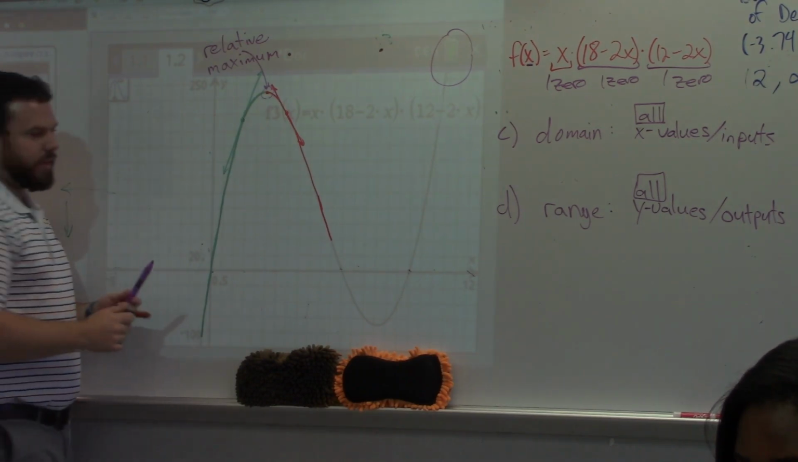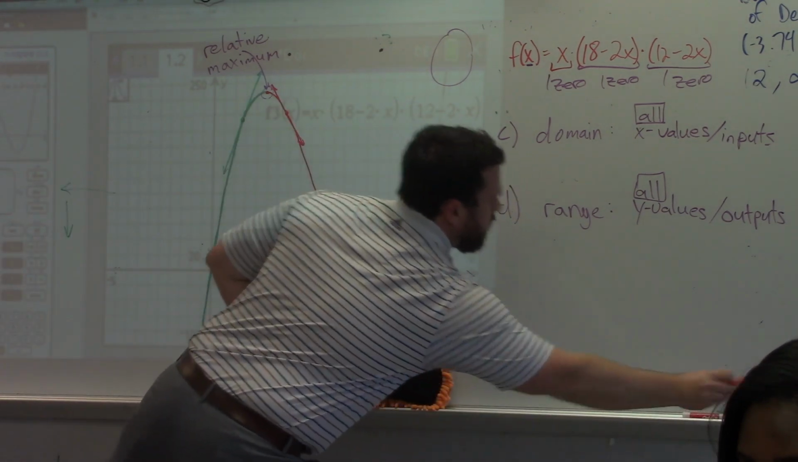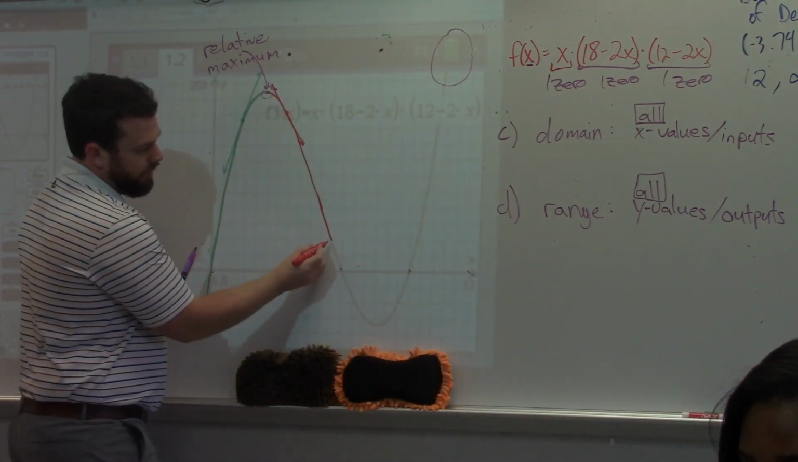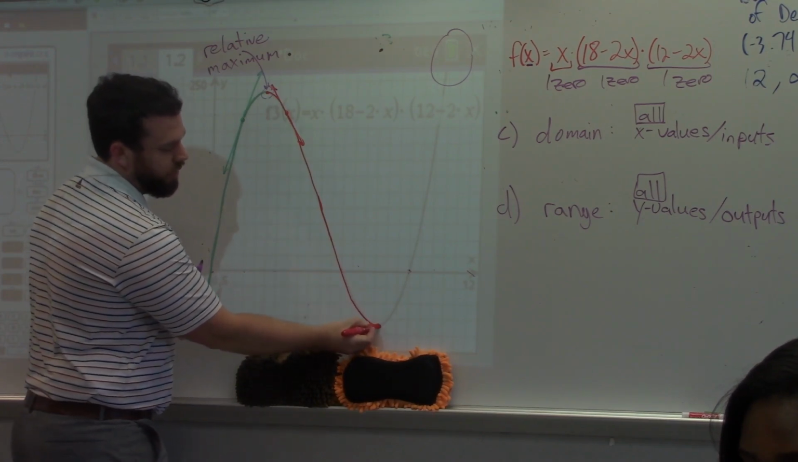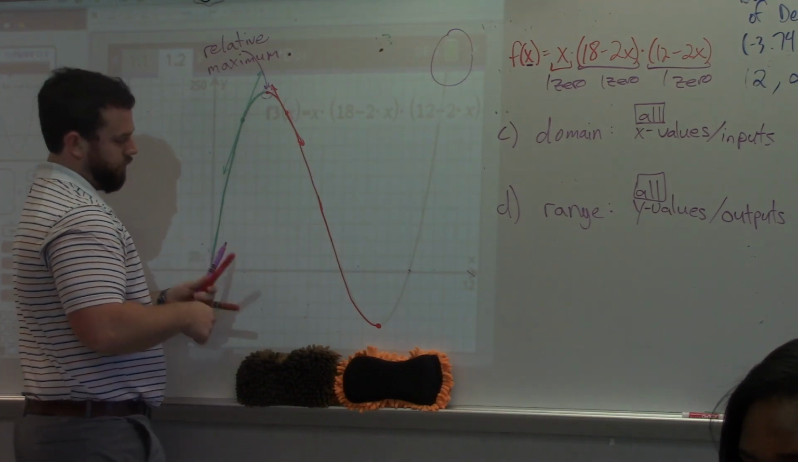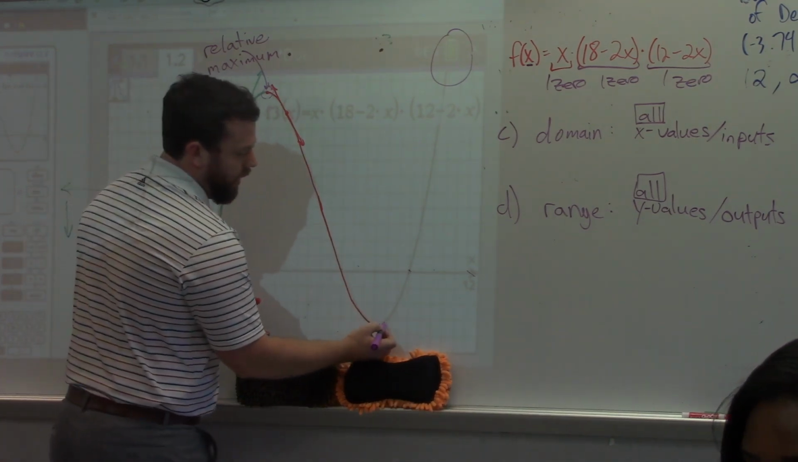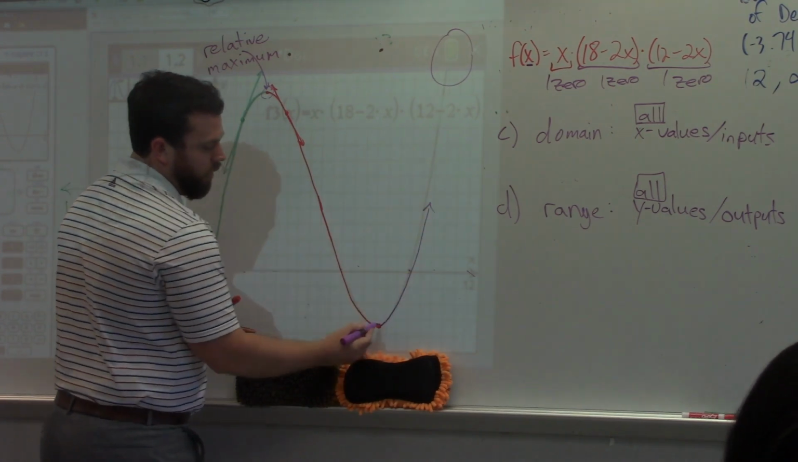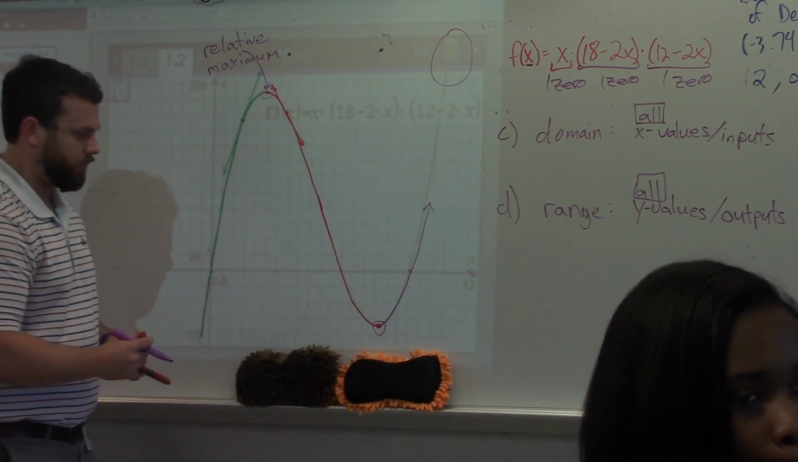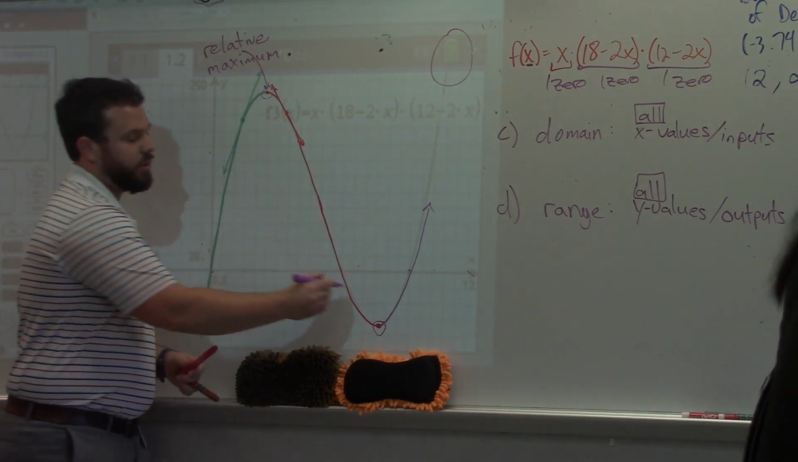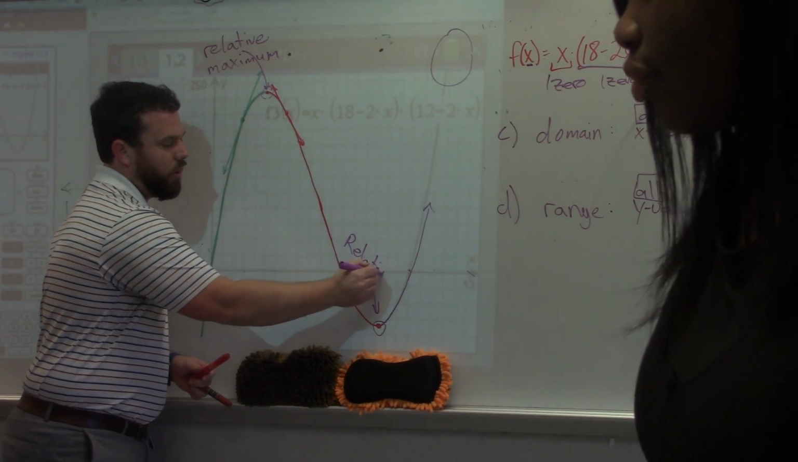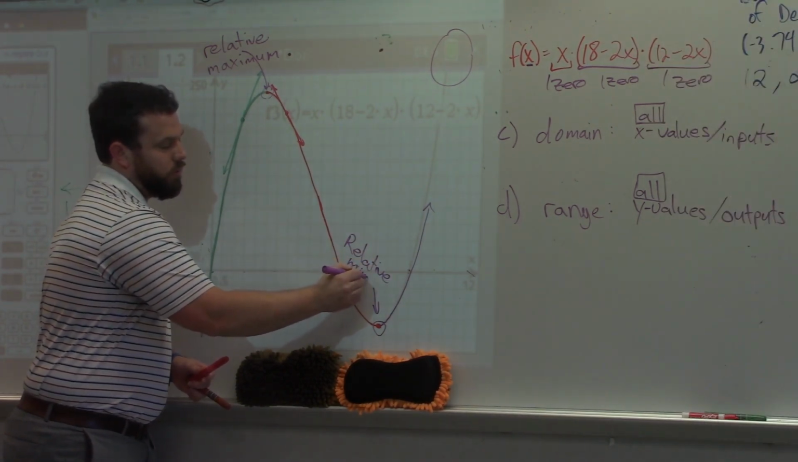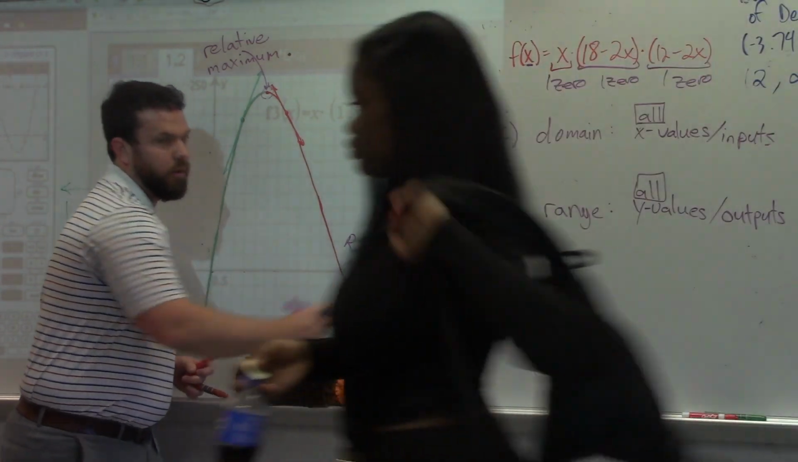But then down here, notice how it's decreasing, and then it hits this point. And what does it start to do after that? Starts to increase, right? So what are we going to call this point? A relative minimum. We're going to talk more about this and practice with it tomorrow. We're calling it max and min.